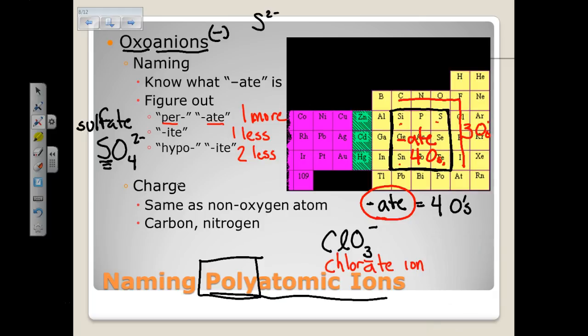suffix. So hypo, again, means less than. If somebody is hypoglycemic, it means they're not getting enough sugar. They have less sugar than normal. Okay, and so then there's some rules.